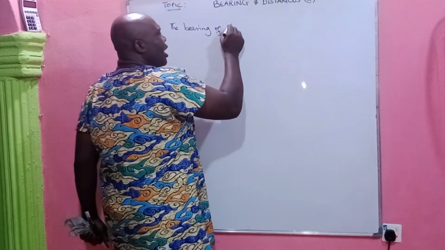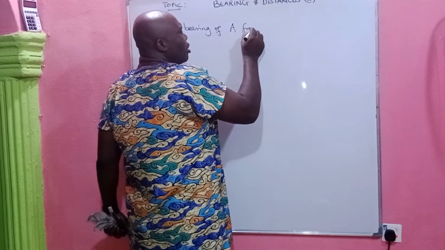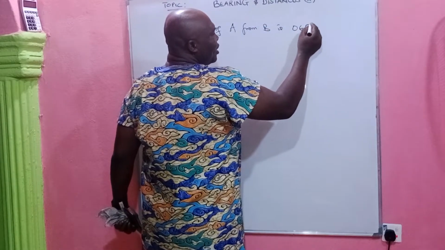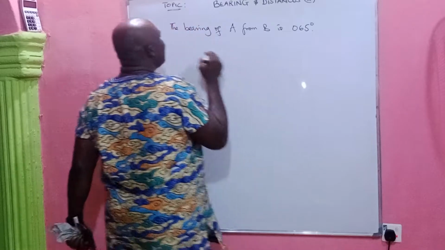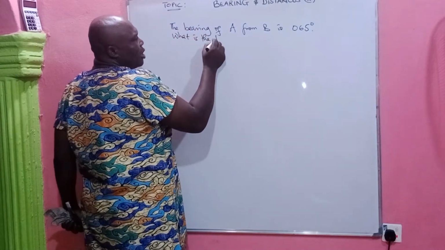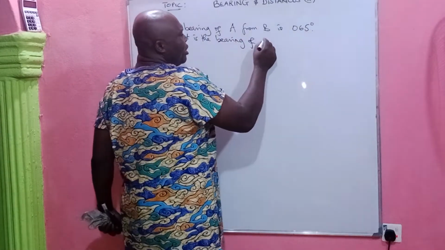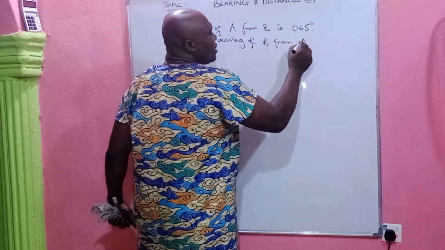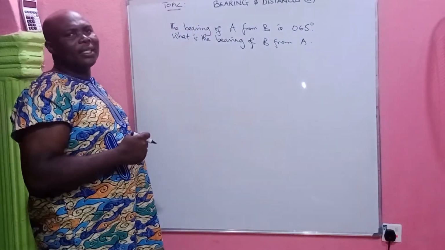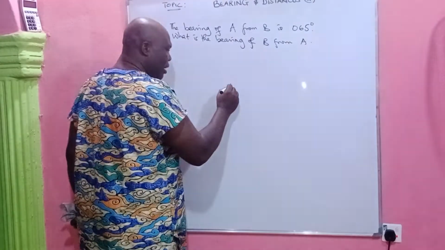Assuming you're told that the bearing of A from B is 065 degrees. You can be asked to find what is the bearing of B from A? Please, you need to understand this. They say the bearing of A from B is 065 degrees. From B, it means we are starting from here now, from B.